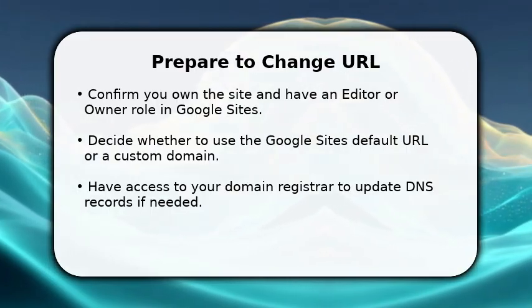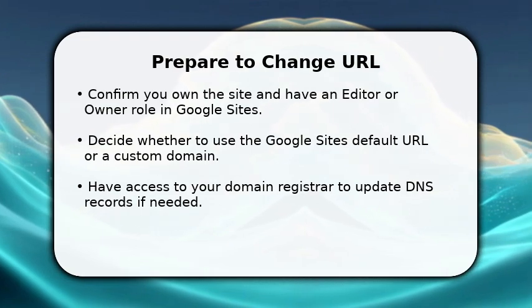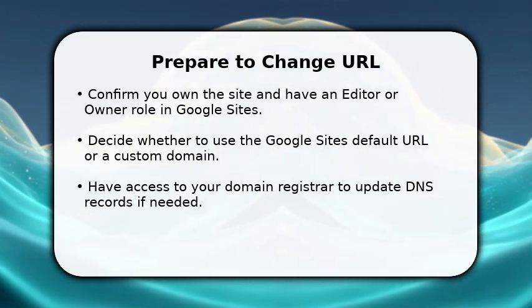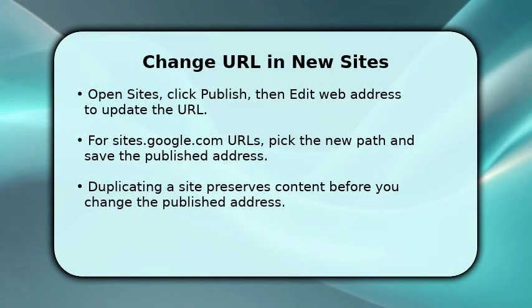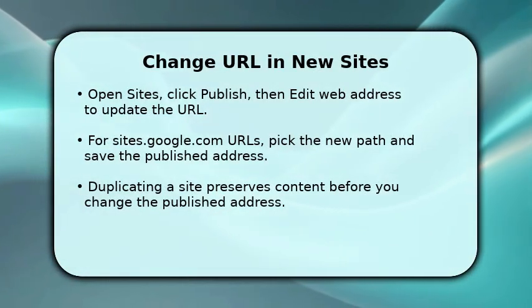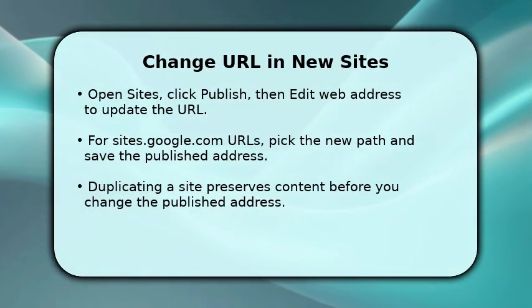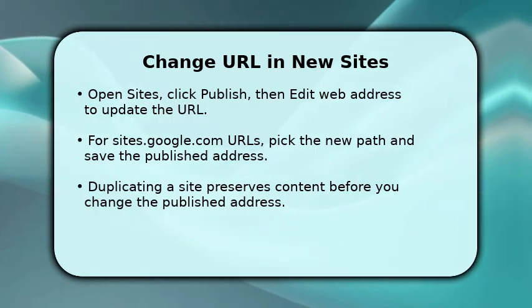Backup site content by duplicating the site before making changes. To change the web address in new Google Sites, open your site and click Publish at the top right. In the Publish dialog, click Edit Web Address and type the new path for sites.